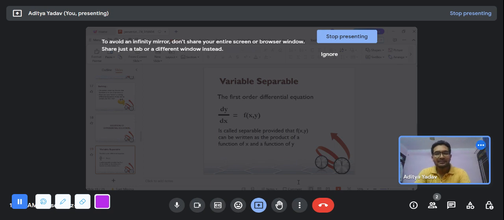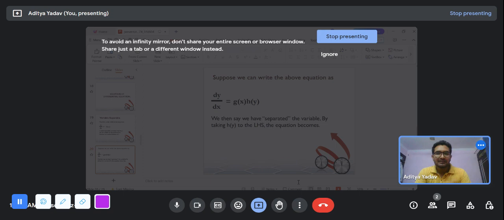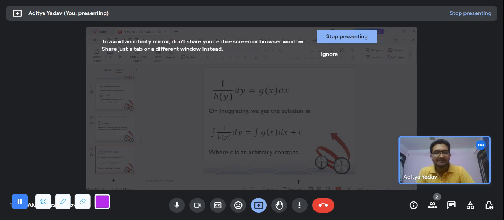If we have a differential equation in the form of dy by dx equal to f of x, y, we call it separable, provided f of x, y can be written as a product of a function of x and a function of y, like this one: dy by dx equal to g(x)h(y). We then say we have separated the variables by taking h of y to the LHS, and the equation becomes this one, and we solve by integrating both sides.